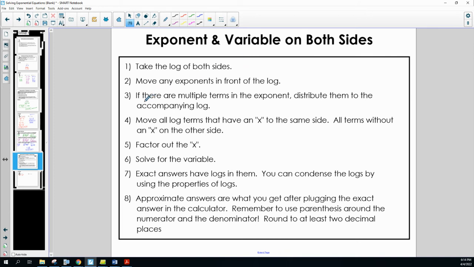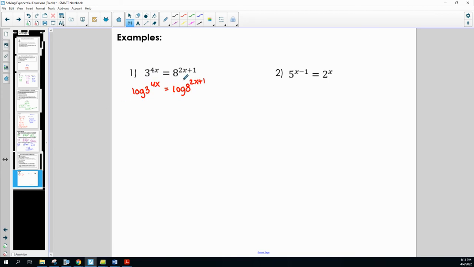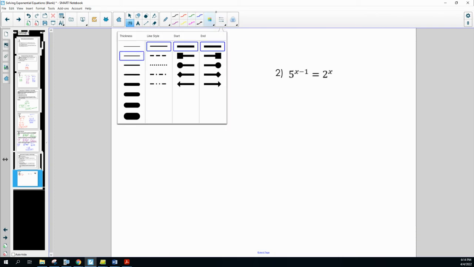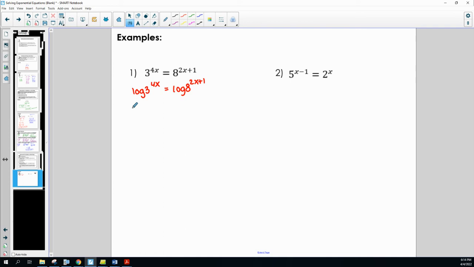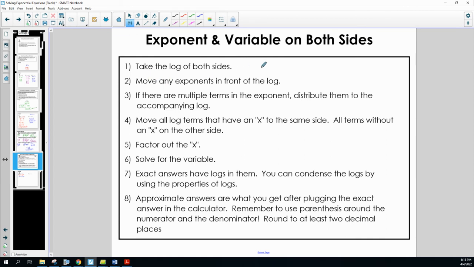So take the log of both sides, check. Step 2, move any exponents in front of the log. So once I write the word log, these are now logs. So all of the properties of logs hold true, which means that any number that is an exponent can be brought to the front. So this is going to become 4x log 3, and then that's going to be 2x plus 1 log 8. Okay, so all we did here was move those to the front. Okay, so step 2 is done.